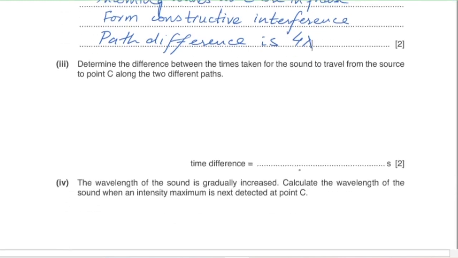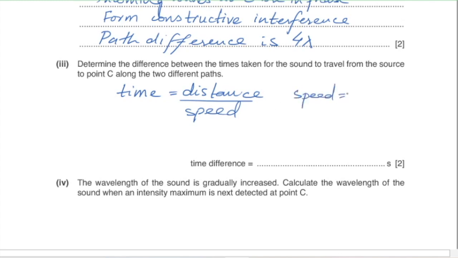Part 3, determine the difference between the times taken for the sound to travel from the source to point C along the 2 different paths. So time is equal to distance divided by speed. We'll also need to calculate the speed of the sound wave. So speed is equal to lambda, which is wavelength, times frequency. The wavelength is 1.6 and the frequency from the previous part, we can use that, is 200, and we have the speed of sound as 320 meters per second.